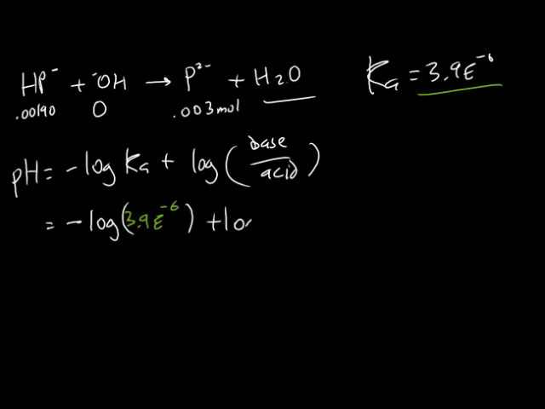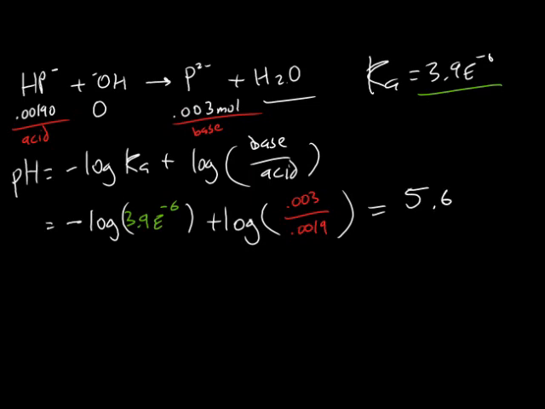Then we'll add plus log of the base over the acid. Let's remind ourselves that the base here is P2 negative. And the acid is 0.00190 for HP negative. Therefore, we'll have 0.003 on top and 0.0019 on the bottom. And then we can enter all of this into the calculator at once. So we'll end up with a pH of 5.61.